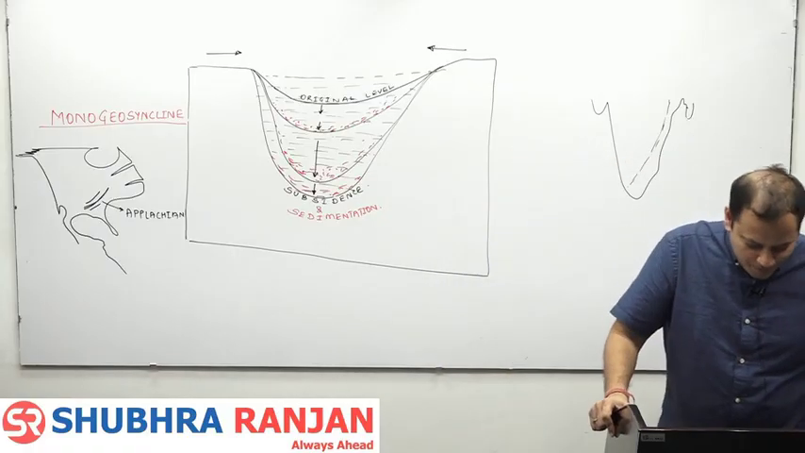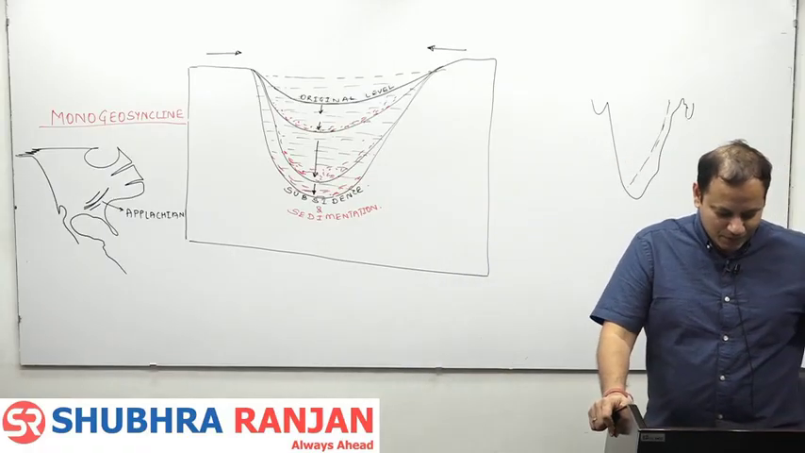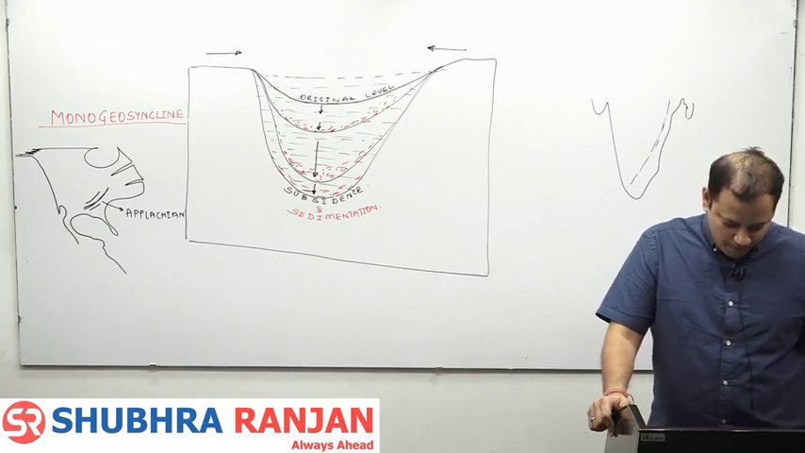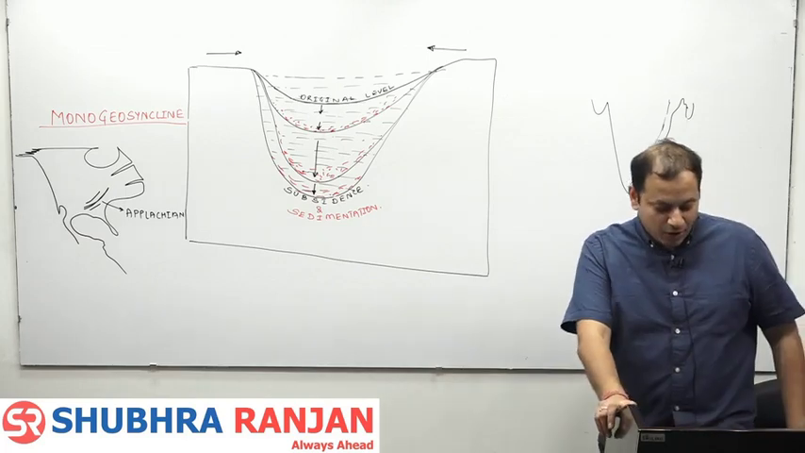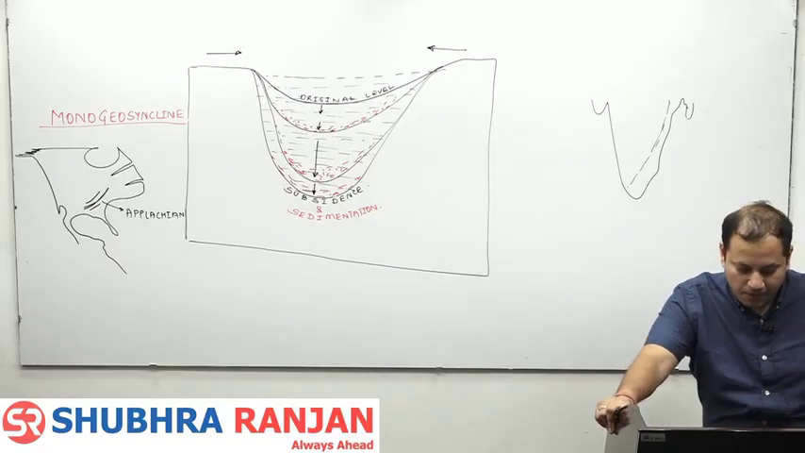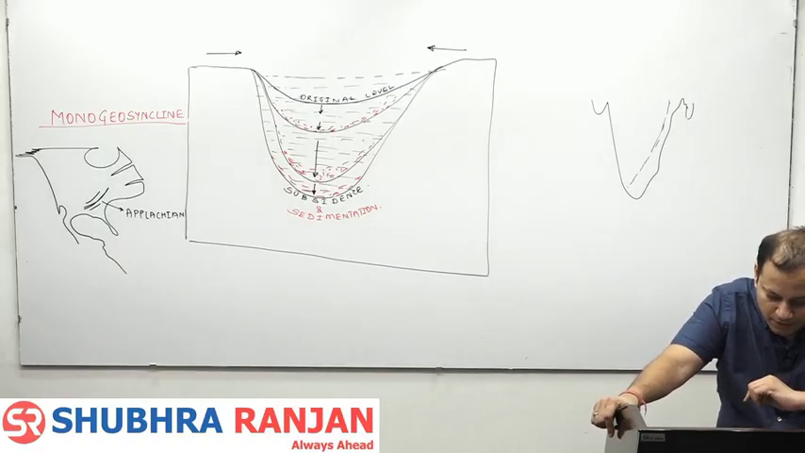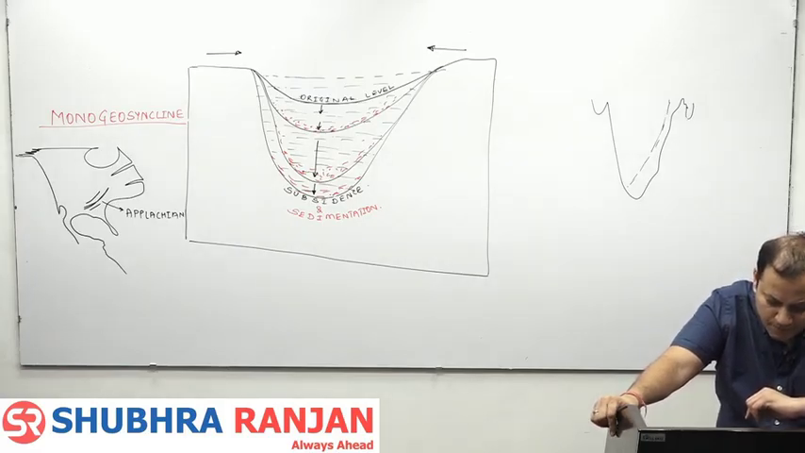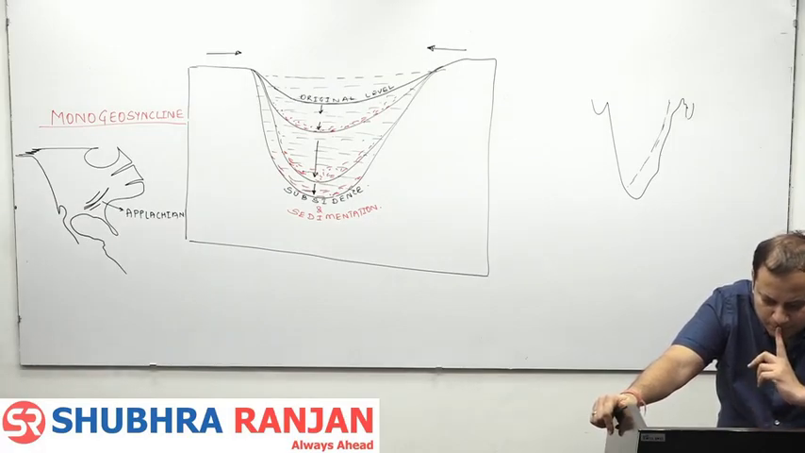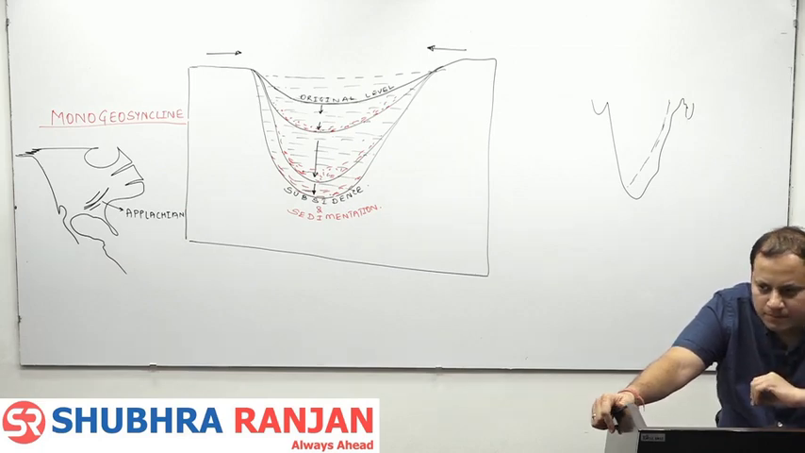Next is polygeosyncline. Again, long and narrow water bodies which have more than one phase of mountain building or orogenesis.